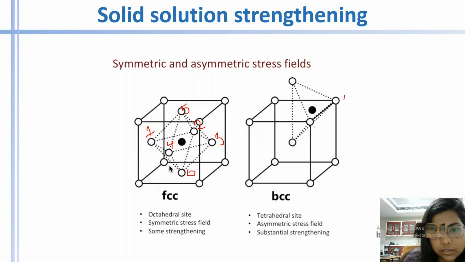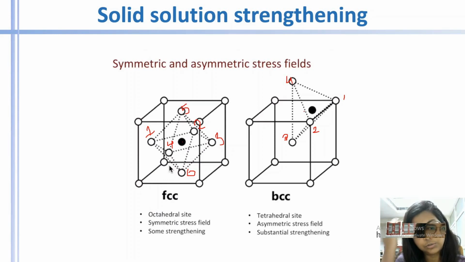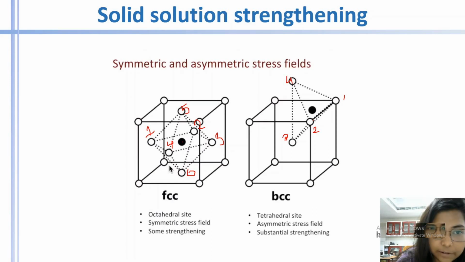So this one is back, this is in the front, it's in the middle, and this is the outer. So this interstitial atom is sitting on the tetrahedral site, which if you look at it, you can understand that this one is symmetrical, whereas this one is asymmetrical. It is not symmetric. Hence, this will give rise to an asymmetric stress field, and that will cause more strengthening or substantial strengthening compared to the octahedral one.